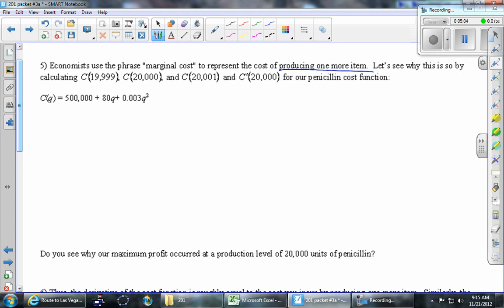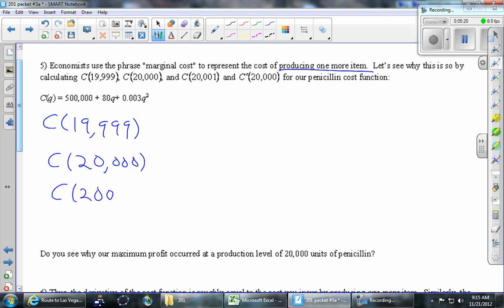So there's our cost function right there. Again, Q is the quantity, number of units of penicillin that we sell. So people with calculators, can you help us find these things? I want the total cost of producing 19,999 items, the total cost of producing 20,000, and the total cost of producing 20,001. So these numbers should all be getting what? It's a total cost function. What should be happening to these numbers? Chris? They better be getting bigger, right? It's a total cost, but they don't necessarily have to get bigger by the same amount every time because the costs can change depending on how many things you're selling. Anybody have a number for us?